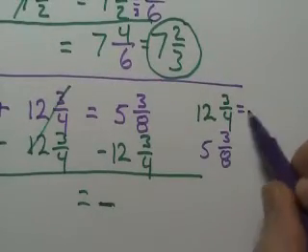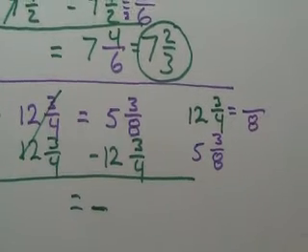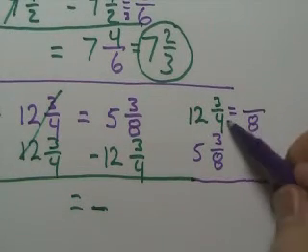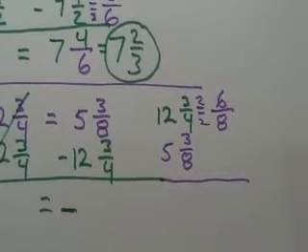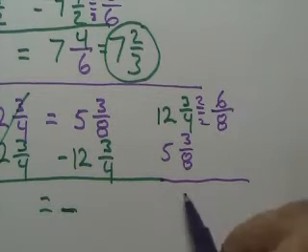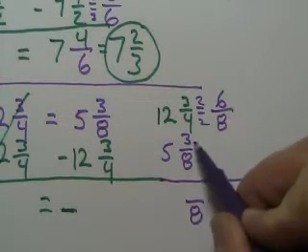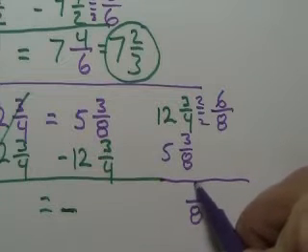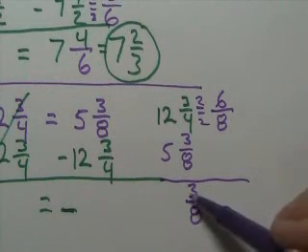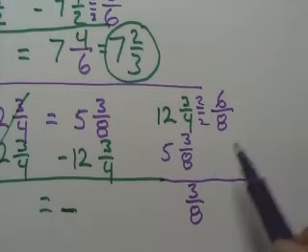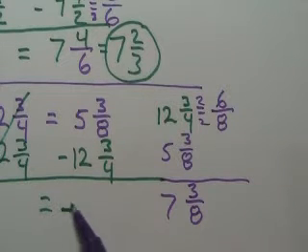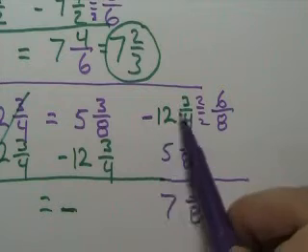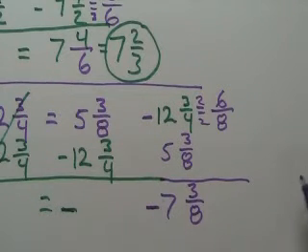So let's see. I need a common denominator. That would be 8. And 4 times 2 is 8, so 3 times 2 is 6. And let's see here. So I need to subtract now. 6 minus 3 is 3. So I have 3/8. And 12 minus 5 is 7. So the answer is, now remember it's negative. Our answer is negative because this is like negative 12. So the answer is negative 7 and 3/8.